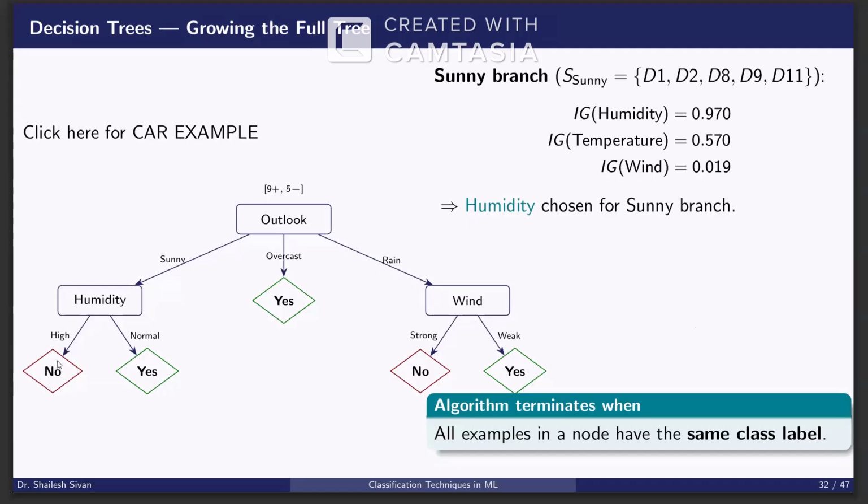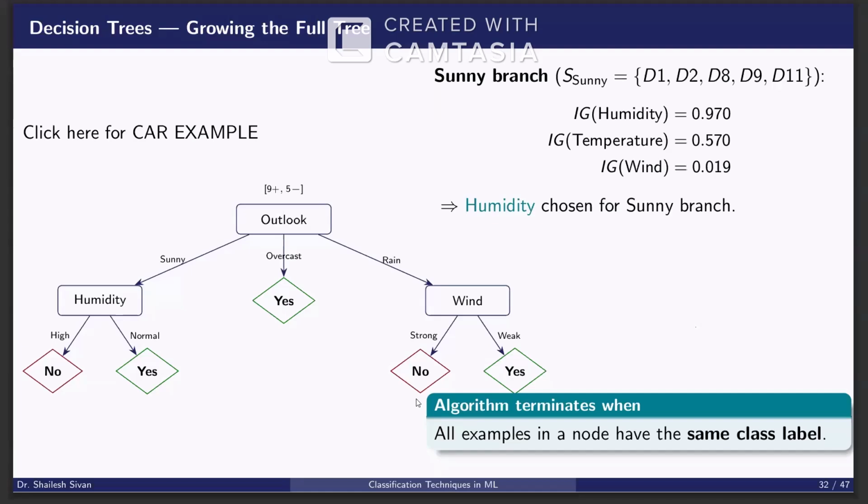While doing that, see, all the data came into No, and all the data came into Yes, for high and normal. So there is no need of further split here, right? And here, based on wind, if the wind is strong, we are directly going to No. If the wind is weak, we are directly going to Yes. Then there is no further split over here. If there is a mix of Yes and No on strong, we need to go for the next feature too.